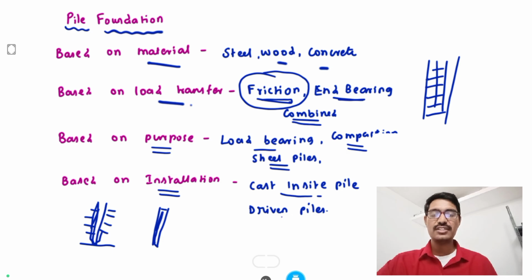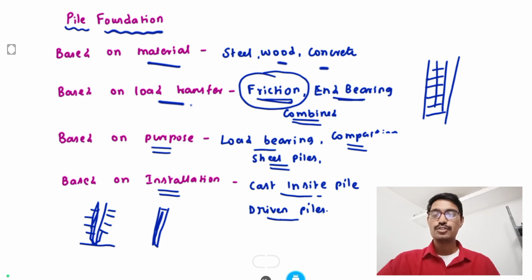Next thing is driven piles. The piles are made in some other areas or some other industries. After that we transfer them to the particular place or site, and then we drive them using pile driving techniques. There are a lot of pile driving techniques. So screw piles are there, then the single acting hammer is there. The hammer is mainly used to drive the piles.